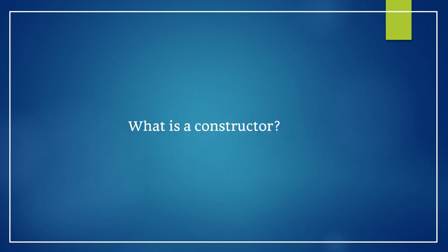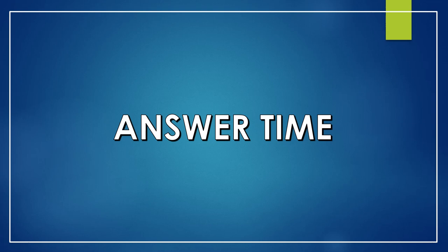Question. What is a constructor? Constructor is used to initialize an object. For example, if we are looking at a student constructor, whenever a student object is created, the default values for the student have to be initialized. Constructor is a method. A constructor is used to initialize the default values. A constructor does not have a return type and constructor has the same name as the class name.